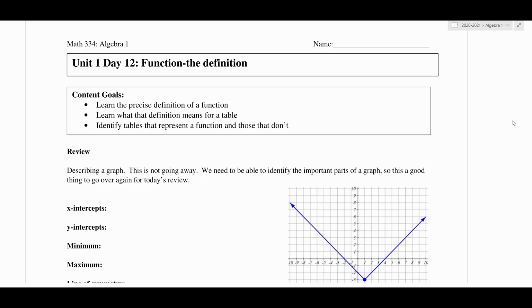We're also going to learn what that definition means for a table, and then we're going to identify tables that represent a function and those that don't, so that we can see the difference.